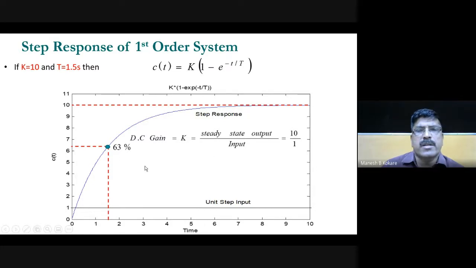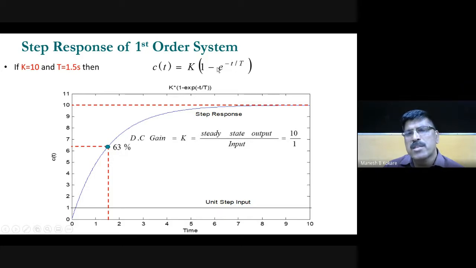And your steady state output will be equal to what? When small t is equal to infinity, what will be the value? If small t is equal to infinity, what will this term be?